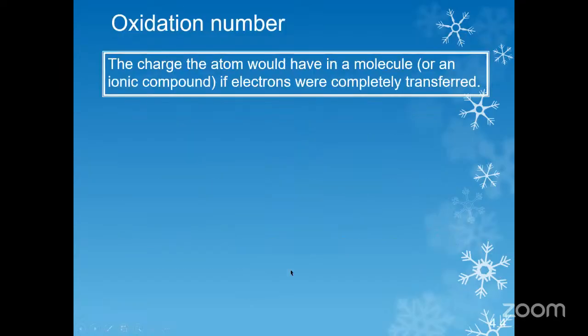So I think I have a simple example, but before we get to the example, let me talk about this concept of the oxidation number, which is important. Basically, the oxidation number is a way of indicating the level to which a particular atom of an element is oxidized. The definition is that it is the charge the atom would have in a molecule or in an ionic compound if the electrons are completely transferred from one atom to another.